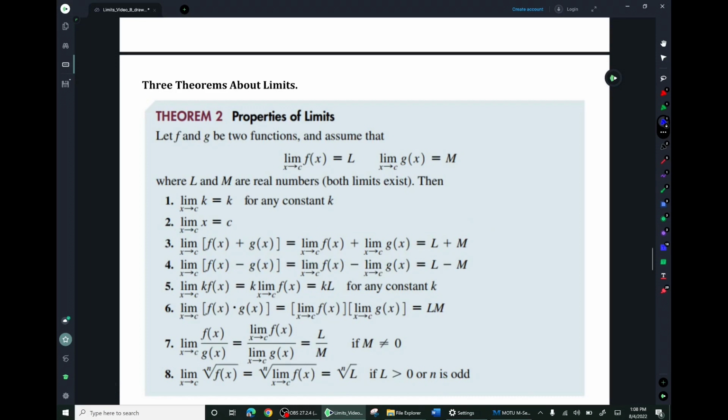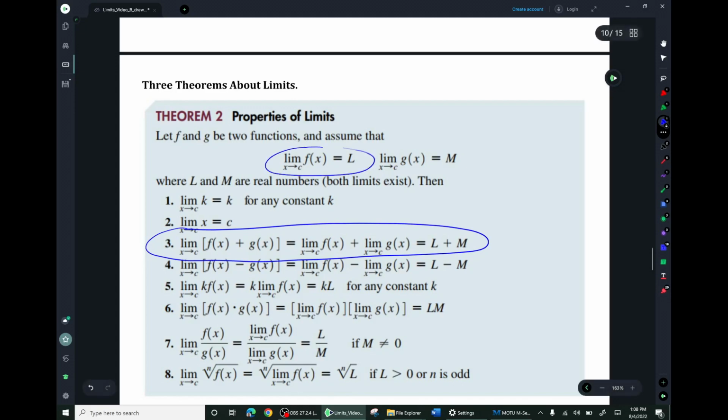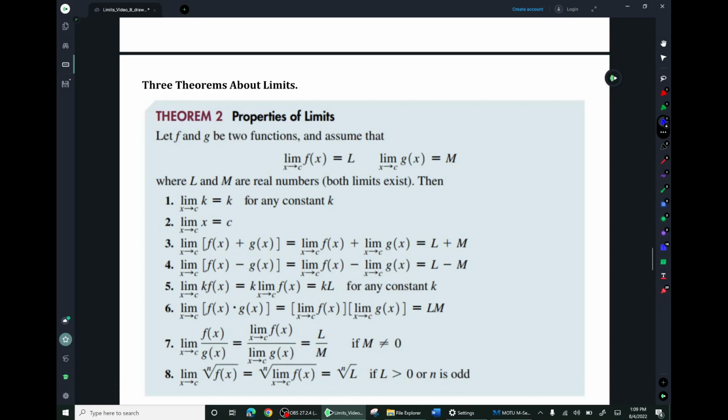Now keep in mind that this property of limits that I just discussed, property 3, is only valid if f and g satisfy these properties that I discussed earlier. The limit of f of x exists and the limit of g of x exists. Another property of limits is on line 5.